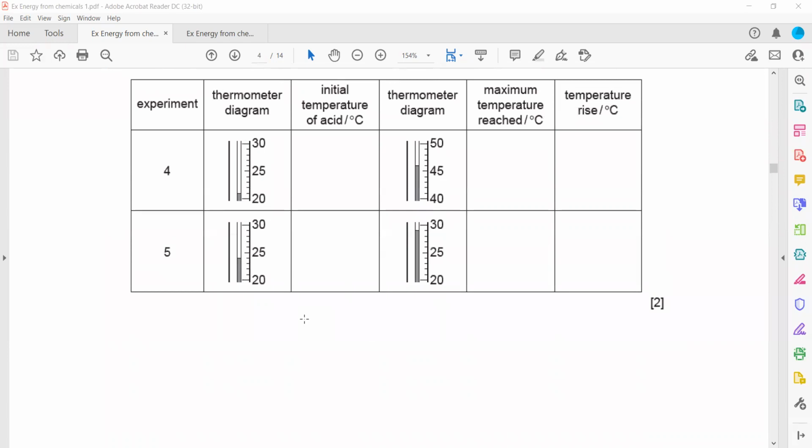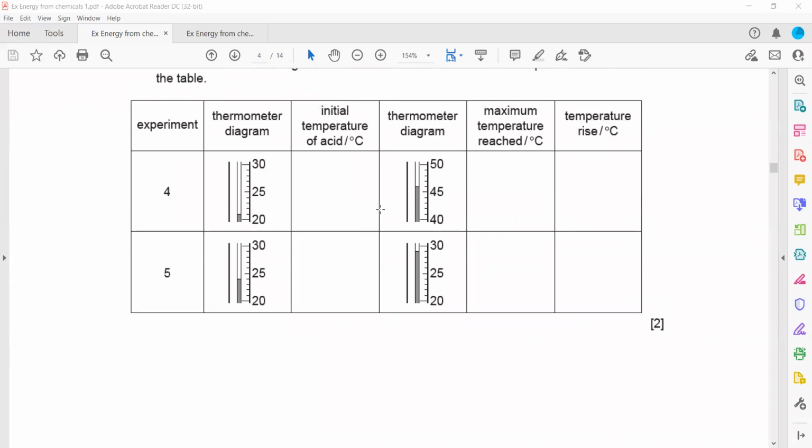Then complete for this part. Experiment initial temperature. What is the initial temperature? 21. What is the final temperature? 46. What is this temperature change? 46 minus 21, 25. And this is 29 minus 24. So that is equal to 5.